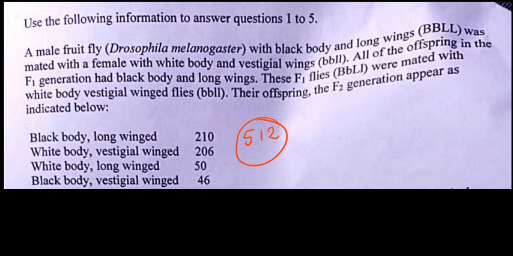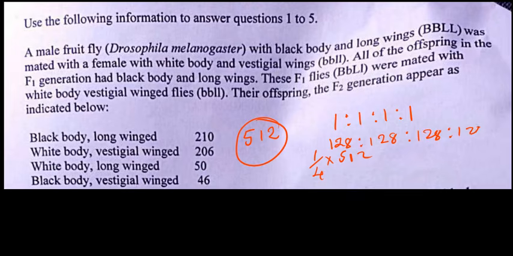Since the ratios are 1 to 1 to 1 to 1, what are we expecting from this? Just divide, because it's going to be 1 out of 4. For each it's going to be 1 out of 4 multiplied by 512, which gives 128. So it's going to be 128 to 128 to 128 to 128. All of them are going to be like this because the ratios are the same. So now these are the expected values. We have obtained the expected values.